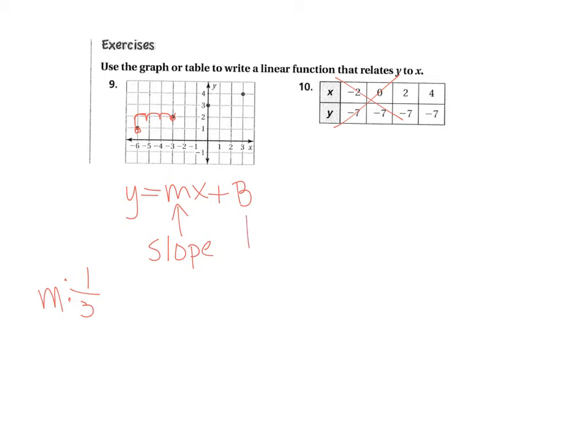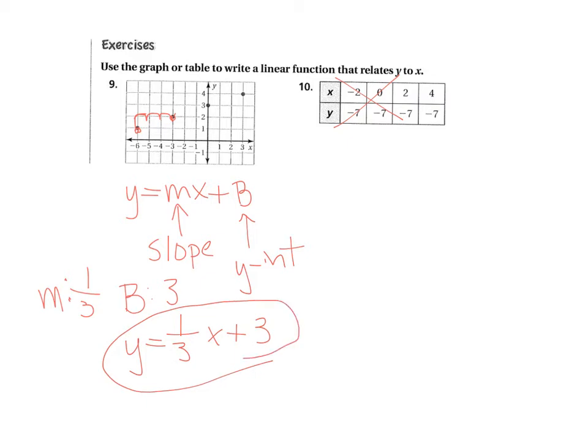Then the only other thing that I need is the y-intercept. If I look at the graph, where does this one cross? Where does that line cross the y-axis? Well, it crosses at +3. So the y-intercept, or the b, is 3. So the equation is going to be y equals 1/3 x plus 3. And that's how we do 9.